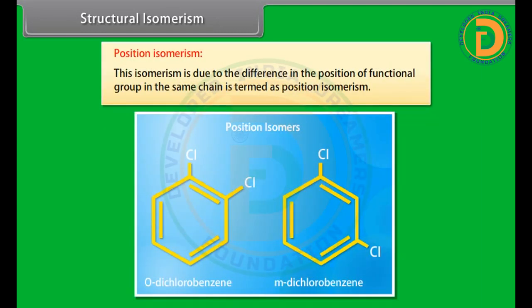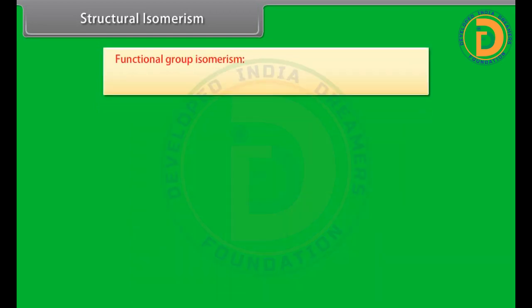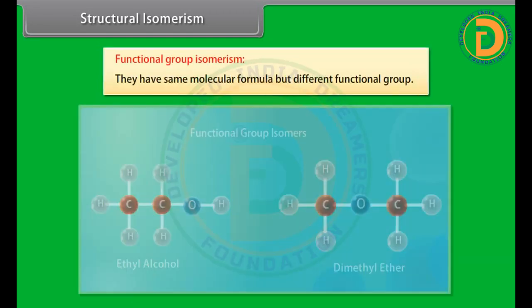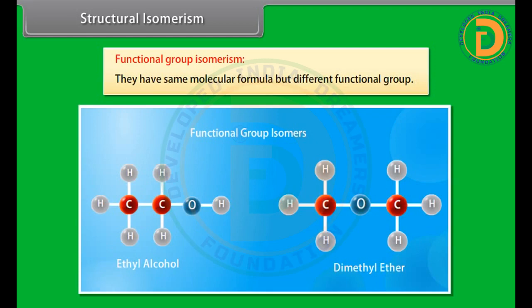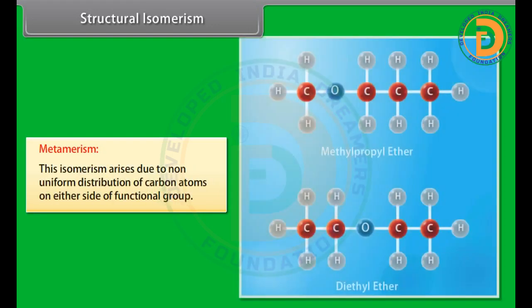Structural isomerism. Position isomerism. This isomerism is due to the difference in the position of functional group in the same chain, and is termed as position isomerism. Functional group isomerism. They have same molecular formula but different functional groups. Metamerism. This isomerism arises due to non-uniform distribution of carbon atoms on either side of functional group. For example, methyl propyl ether and diethyl ether.